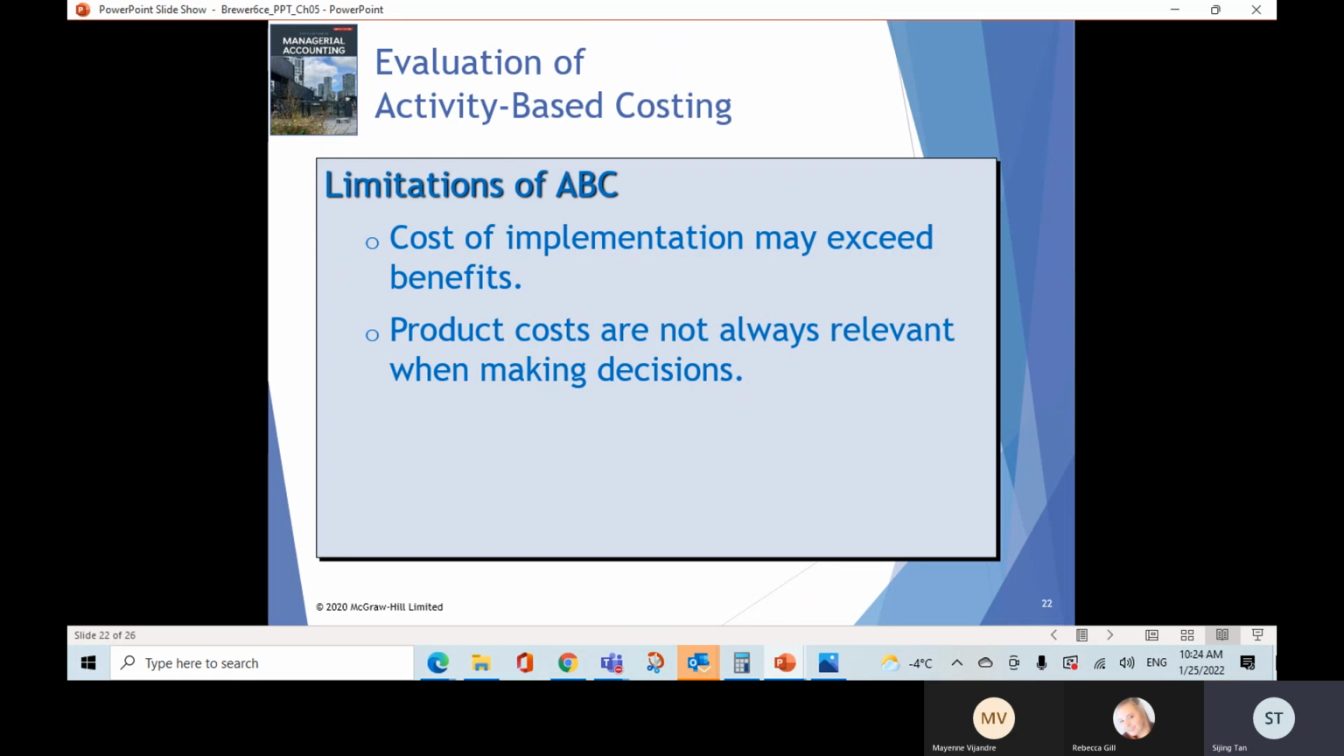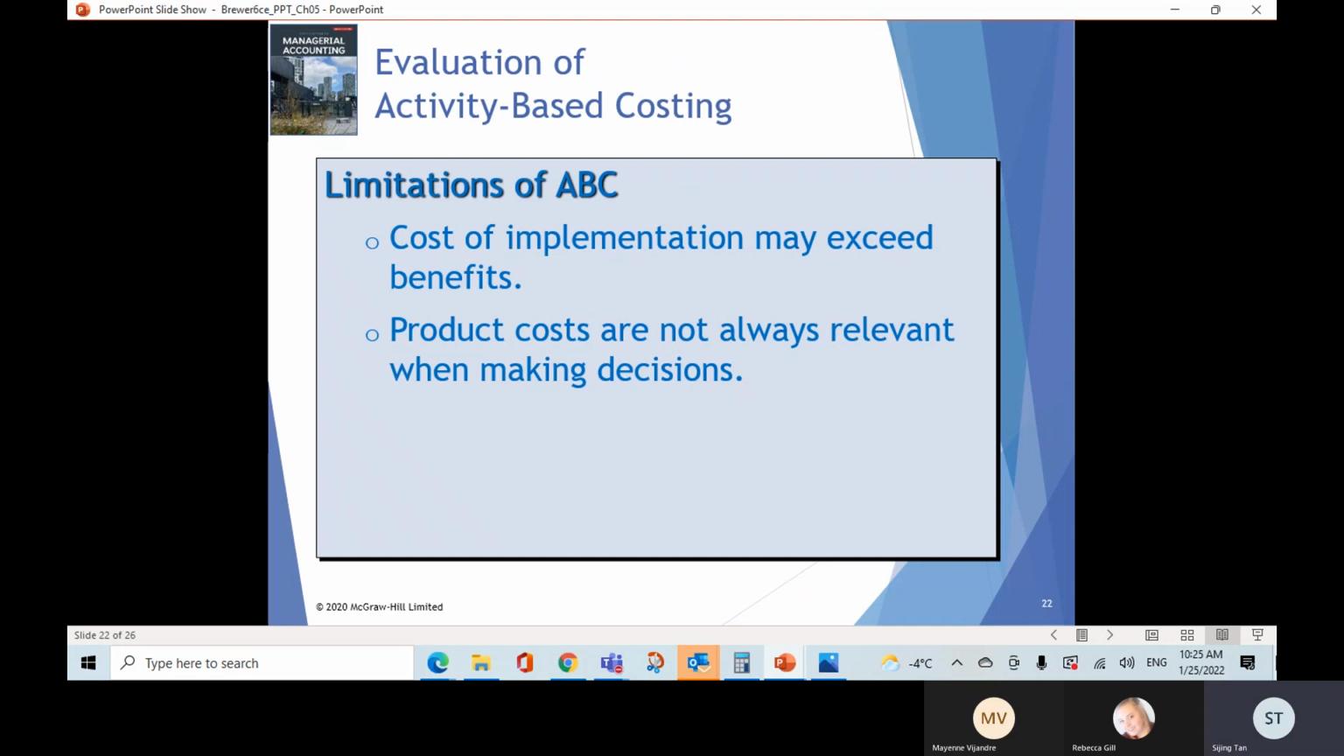Now, when we talk about the limitations of ABC, the cost of implementing an ABC system may outweigh the benefits because it's going to cost much. However, the benefits are more likely to be worth the cost if, first of all, the products differ substantially in volume, batch size, and in the activities they require. Second, conditions have changed substantially since the existing cost system was established. Number three, overhead costs are high and increasing, and nobody seems to understand why. And number four, management does not trust the existing cost system, and it ignores data from it when making decisions.